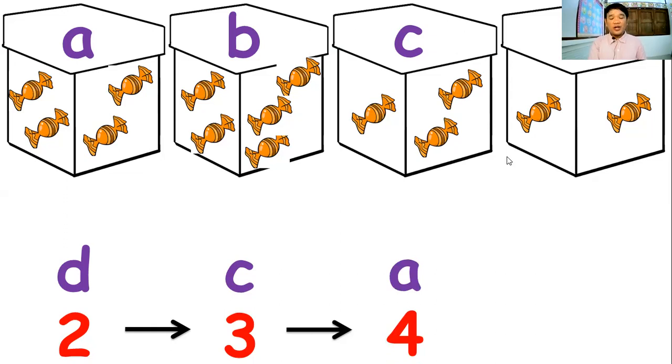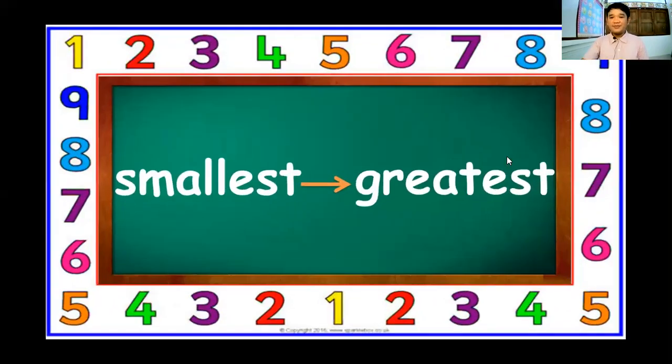We have 4 candies in box A. And the last one, the greatest number, is box B because there are 5 candies inside box B. Okay, so we have to arrange the numbers or order the numbers that is 2, 3, 4, and 5. Okay. Another one.